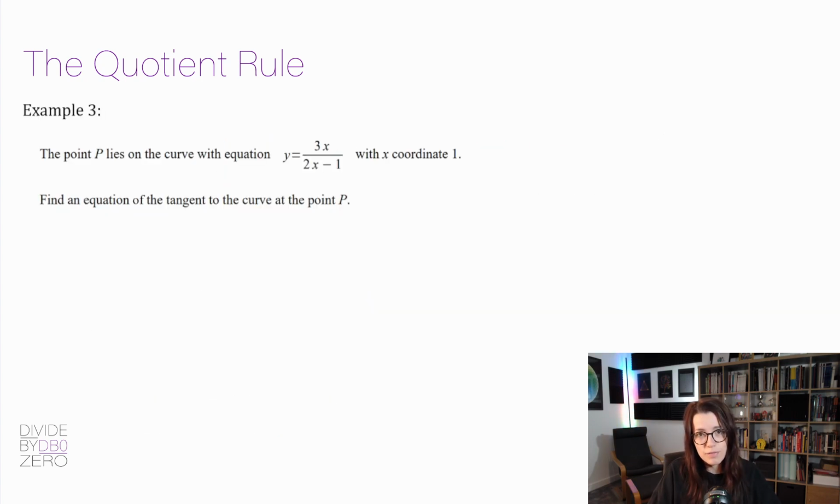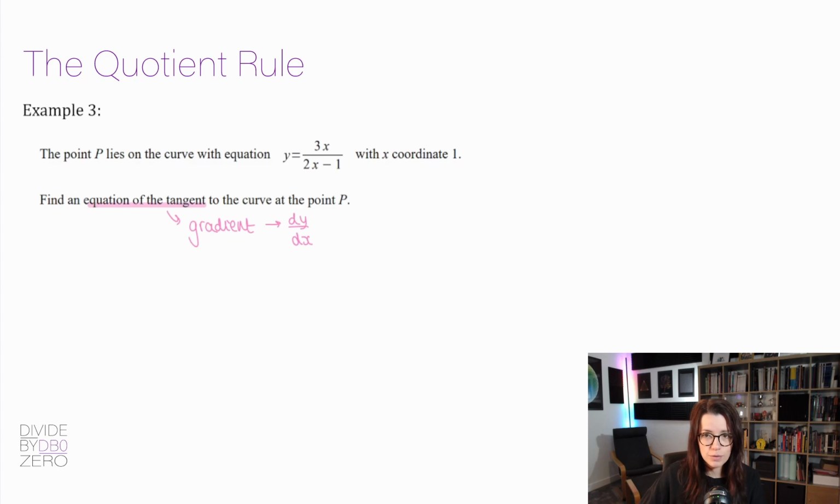Let's look at an example involving the quotient rule. So here you can see we've got y equals 3x over 2x minus 1. Two functions divided by each other. That's a hint that we would use the quotient rule if we wanted to differentiate it. Reading the question in full, the point P lies on the curve with this equation with x coordinate 1. Find an equation of the tangent to the curve at the point P. So the fact that we want an equation of the tangent means that we're going to want to differentiate so we can find the gradient.